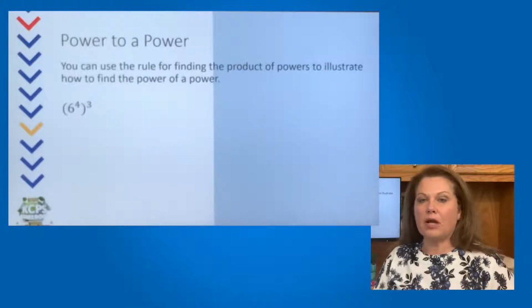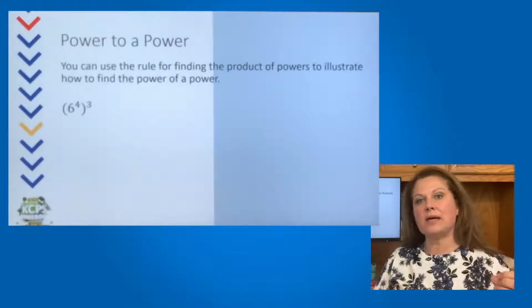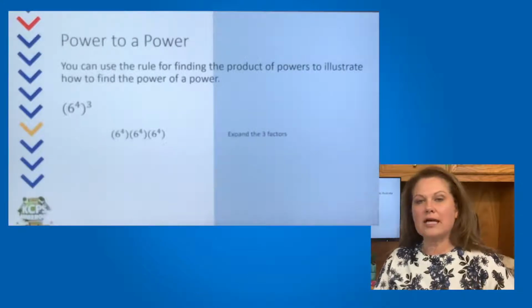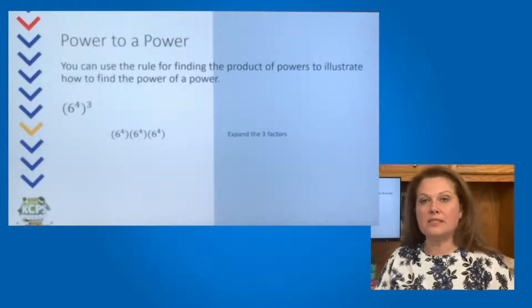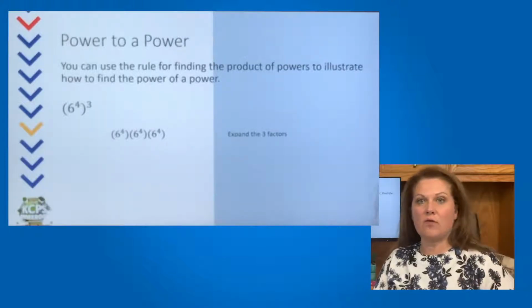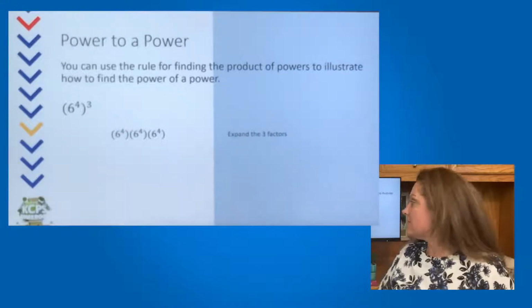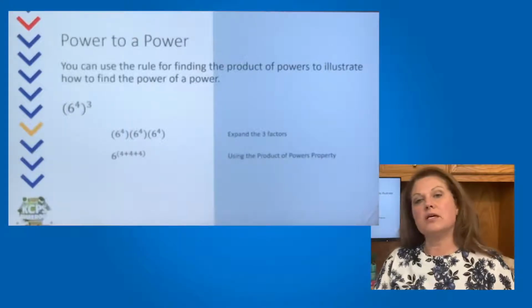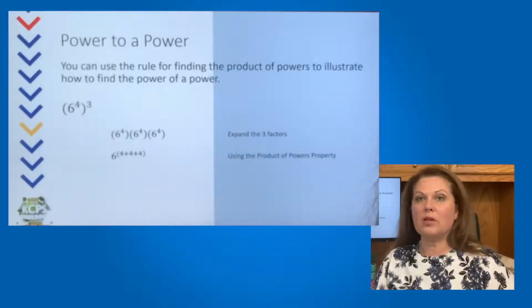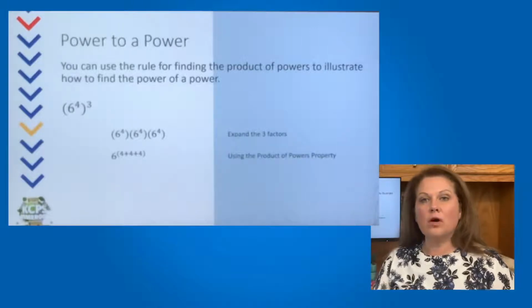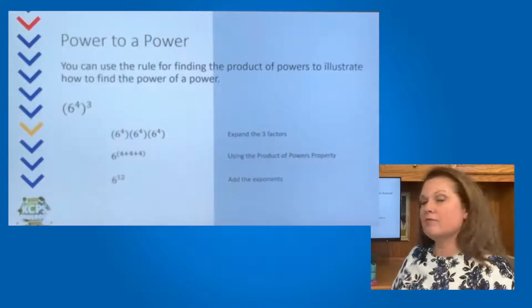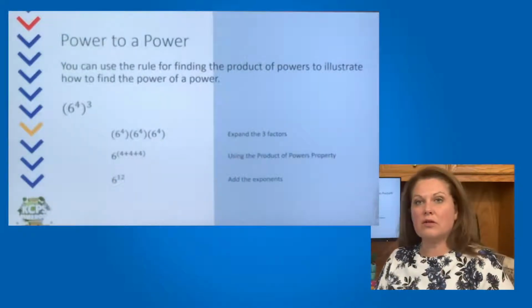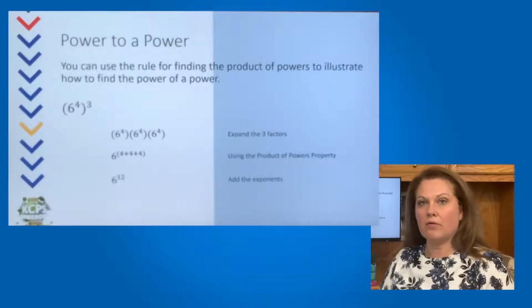And our product of powers says we can expand that out, and it looks like this: 6 to the 4th power times 6 to the 4th power times 6 to the 4th power. And we have the same base, so we simply have to add our exponents. So it would be 6 to the 4th plus 4 plus 4. 4 plus 4 plus 4 is 12. So our simplified version of (6 to the 4th) to the 3rd would be 6 to the 12th.